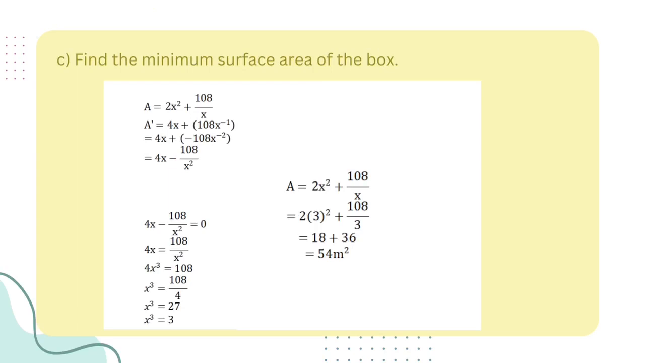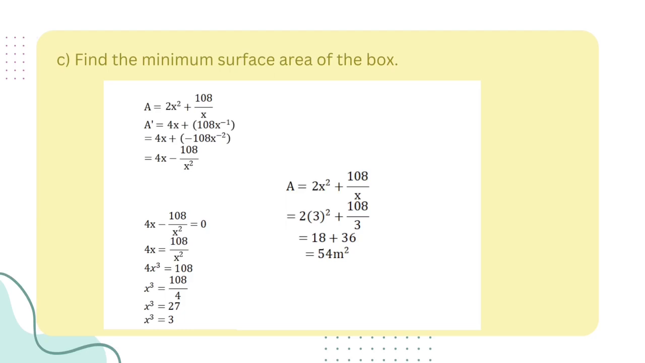Final question is question C. Find the minimum surface area of the box. So first of all, we have to differentiate 2S squared plus 108 over S. Differentiate 2S squared will be 4S and for 108 over S will be negative 108 over S squared. After differentiate, we got 4S minus 108 over S squared. And then we have to find the S. 4S minus 108 over S squared equal to 0.